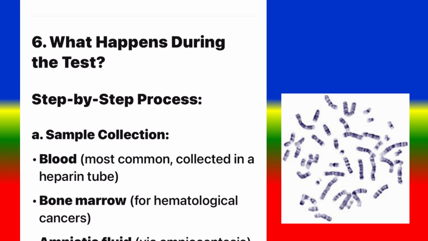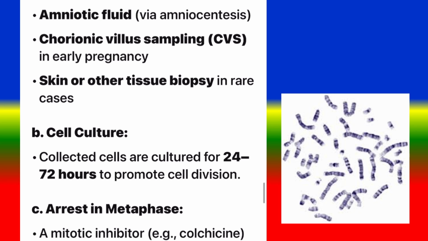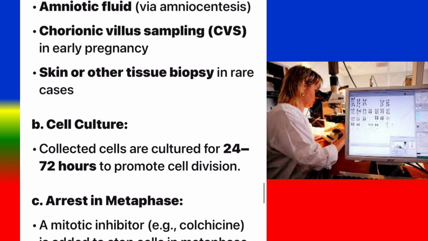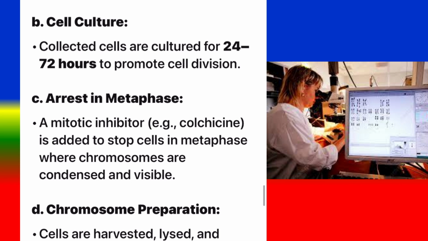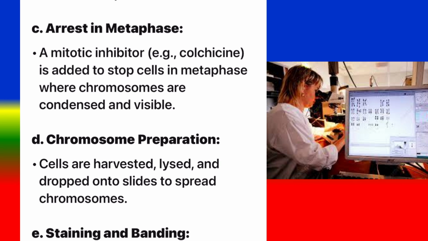6. What happens during the test? Step-by-step process. A. Sample collection: blood, most common, collected in a heparin tube; bone marrow for hematological cancers; amniotic fluid via amniocentesis; chorionic villus sampling, CVS, in early pregnancy; skin or other tissue biopsy in rare cases. B. Cell culture. Collected cells are cultured for 24 to 72 hours to promote cell division. C. Arrest in metaphase. A mitotic inhibitor, e.g. colchicine, is added to stop cells in metaphase, where chromosomes are condensed and visible.